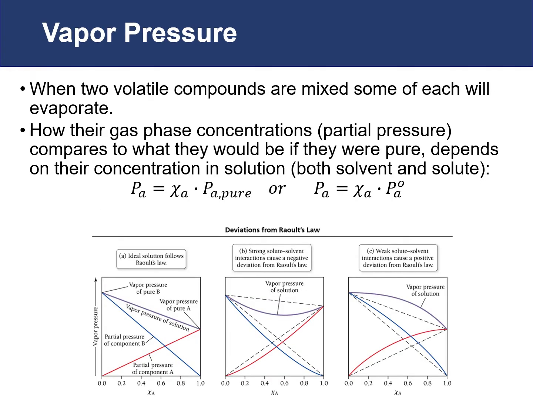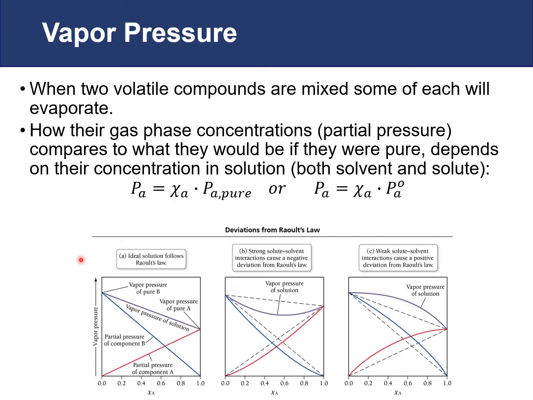When two volatile compounds are mixed, some of each will evaporate. In this evaporation process, some of each one of the liquids will go into the gas phase. How their gas phase concentration, which will be measured as partial pressure, compares to what they would be if they were pure, depends on their concentration in the solution. This applies to both the solvent and the solute. Mathematically, this follows what's called Raoult's law, in which the partial pressure of a given component is equal to the mole fraction of that component multiplied by its vapor pressure when it is pure.